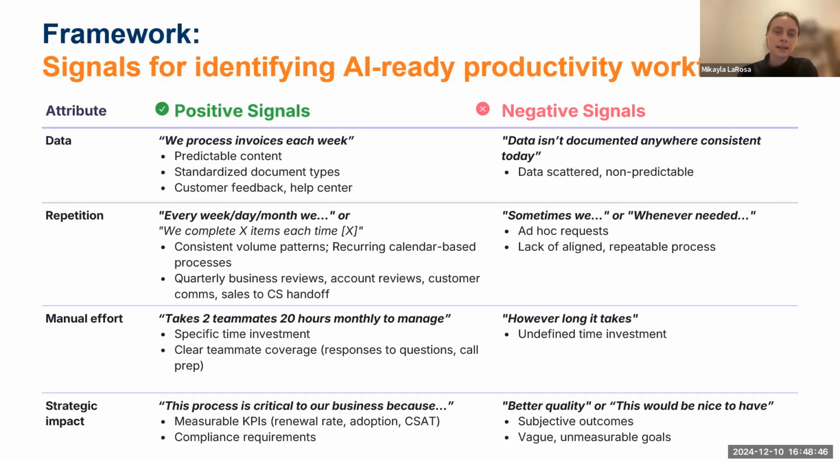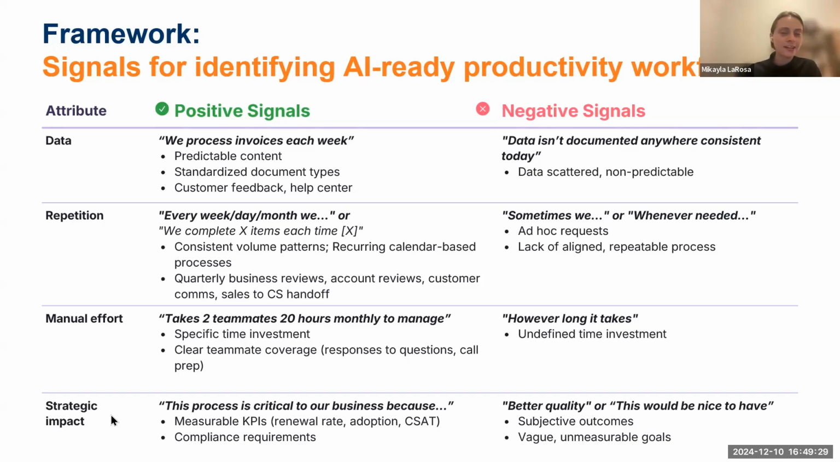So if you're describing a process that's, this takes two teammates 20 hours monthly to manage, you have a specific time investment, or you can calculate that. Maybe you haven't articulated it just yet. So having clear coverage on a specific process. Some examples here in customer success would be responses to questions that customers might reach out on, or doing call prep, whatever sort of L2 that may be. Versus the anti-pattern here, however long it takes, an undefined time investment, just eating up time there.